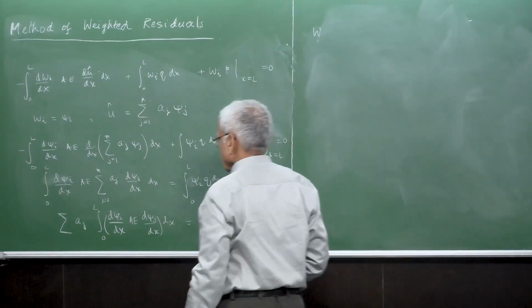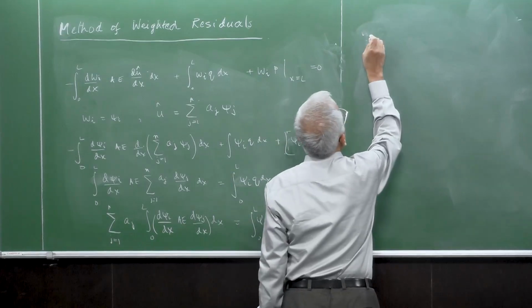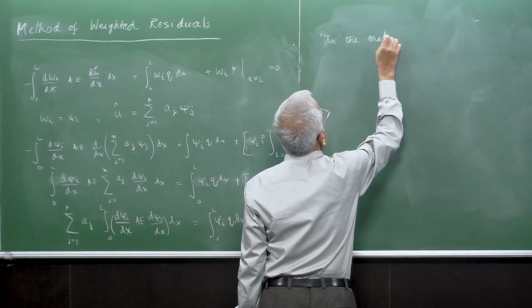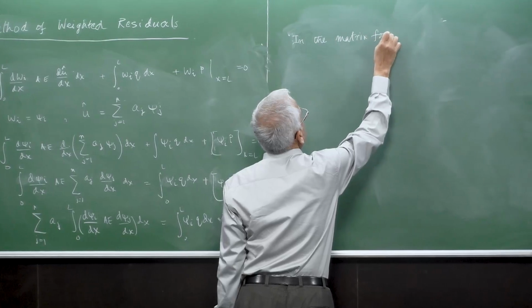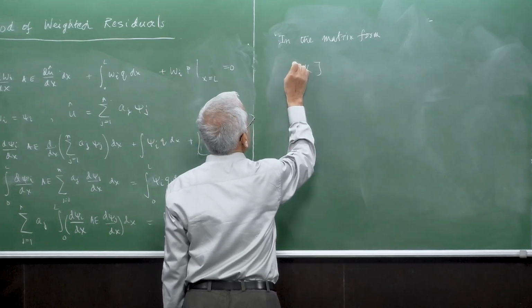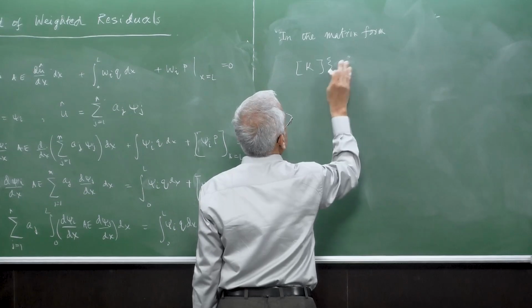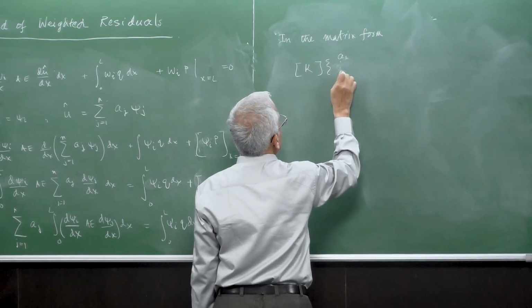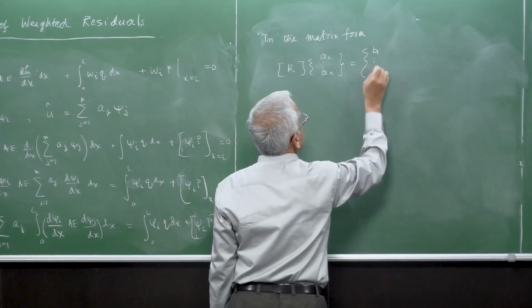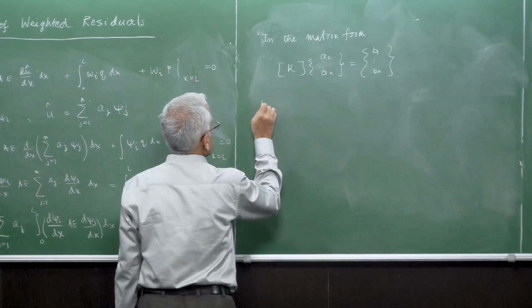Let's put it in the matrix form. So in the matrix form, we have K times A, where A consists of A1 up to AN. Okay, so what is K_ij then?